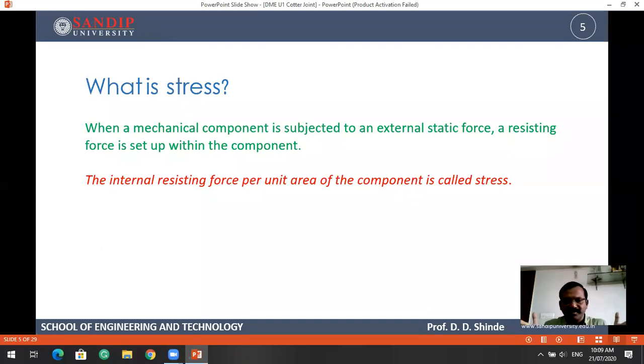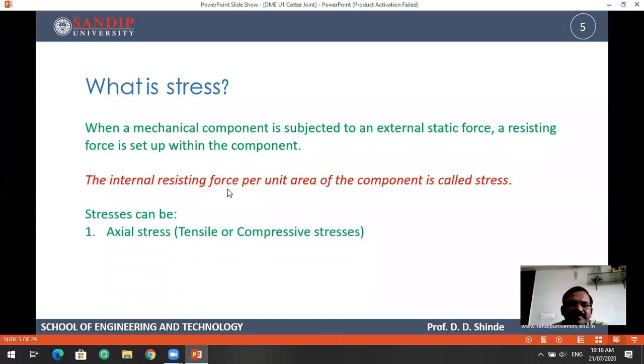Similarly, if I compress the object, it will try to resist in the opposite direction. The internal resistance which is set up will be in the opposite direction, and that type of stress we call compressive stress. So the internal resisting force per unit area of the component is called stress. For stress, we have two very important points: first, the force, and second, the area on which it is acting.